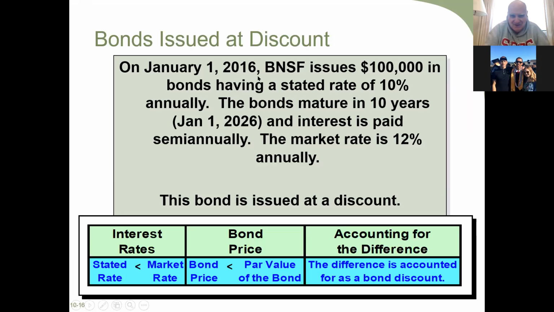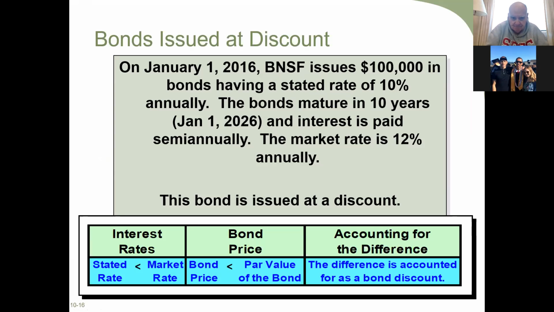Here, I'm laughing, this is the Burlington Northern Santa Fe Railroad. They issued 100,000 of bonds at a stated rate of 10%. So they're going to pay 10% a year, and they mature in 10 years. They pay twice a year, and that's important. But the market rate is 12%, right? So my question to you before we go to the next slide, Daniel, is: is this bond going to sell at a discount or a premium? Are we going to get more than 100 or less?